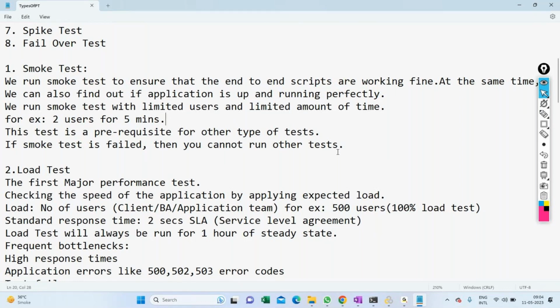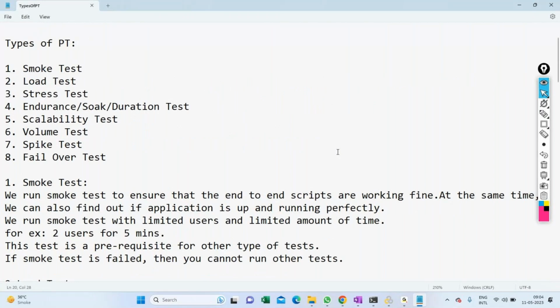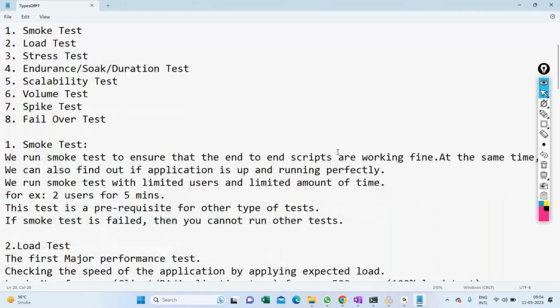Any questions? Yes, I have a quick question. Is this going to be just 8 tests, no more than that? The last one will be the failover test? Yes, these are enough. Okay, and one more question. Is this the order, like first we have to do smoke test, then load test, then stress test, or does the client have to tell us that you have to do this kind of test?